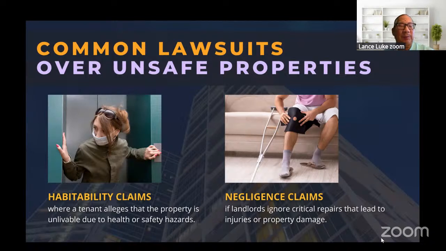Okay. So one of the main issues is the habitability claims where the place has to be habitable, right? Which means that it has to be clean and code compliant so somebody can live there.